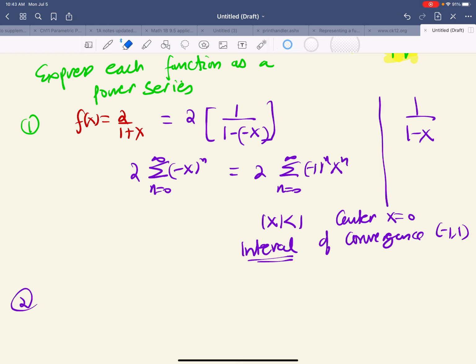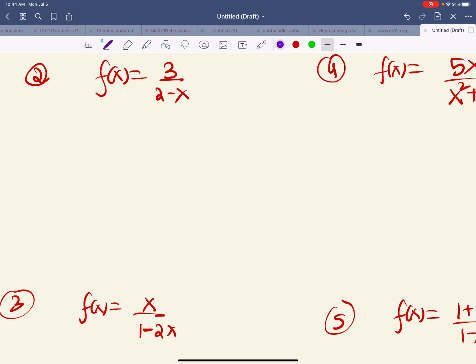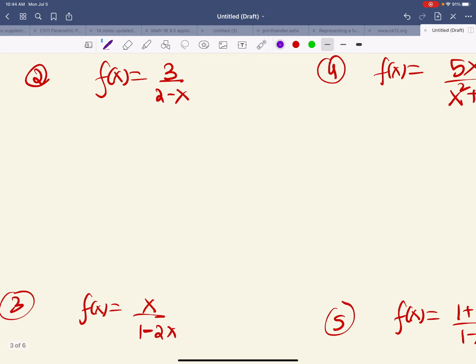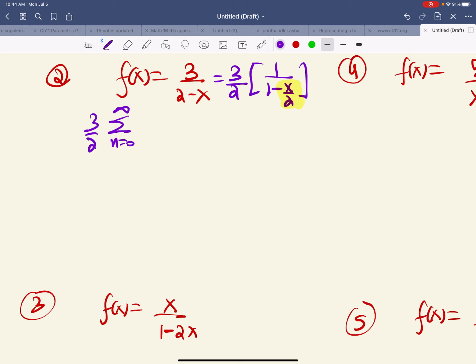Okay, let's see another example of expressing a function as a power series. So here's another example. f of x is equal to 3 over 2 minus x. So again, I can pull the 2 out as well, and I get 3 halves outside, times 1 over 1 minus x over 2. Now, my common ratio is going to be x over 2. So this is 3 halves summation n equals 0 to infinity. Where I used to have 1 over 1 minus x, I have 1 over 1 minus x halves. So my r is going to be x halves to the power n.